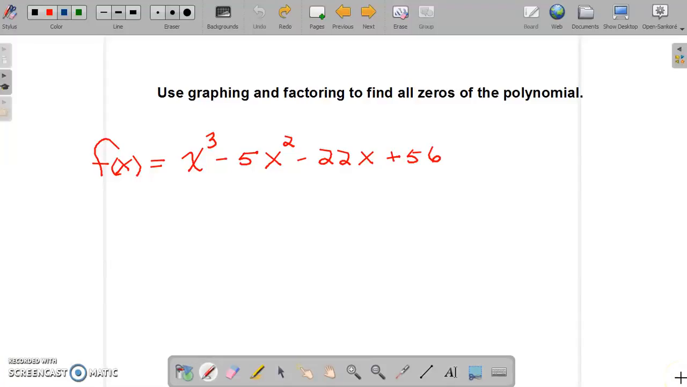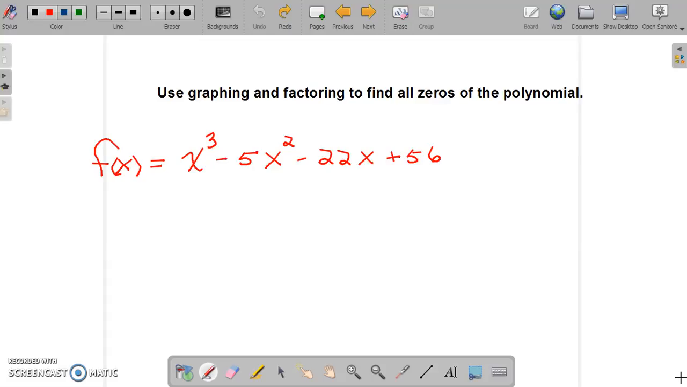This is the second video for section 2.6. In the first video, we talked about the rational zero theorem and what it means. This video is going to show you how you can use graphing and factoring to find all the zeros of a polynomial.